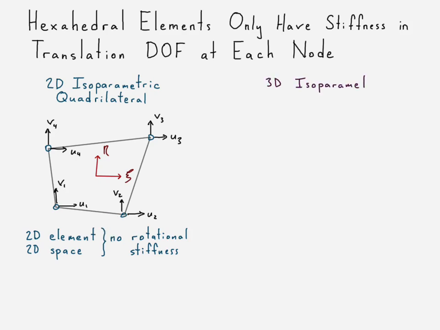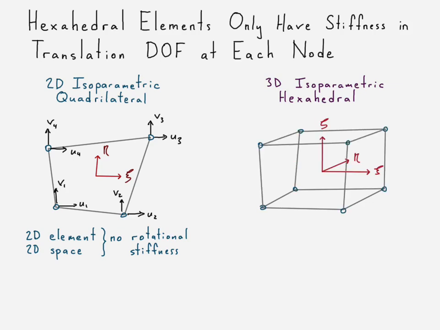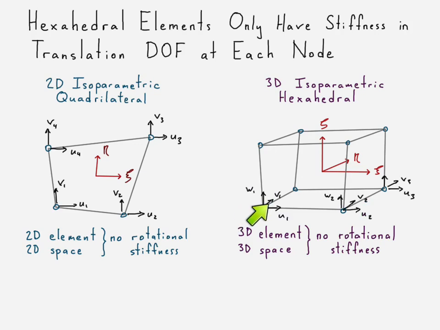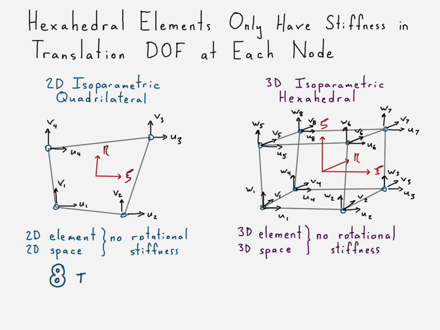Similarly, if we look at our 3D isoparametric hexahedral element, it is a 3D element in 3D space. And so for that reason, no rotational stiffness is necessary. And we just have 3 degrees of freedom of stiffness at each node. So we have a total of 8 degrees of freedom for our isoparametric quadrilateral element, and we have a total of 24 degrees of freedom for our 3D isoparametric hexahedral element.